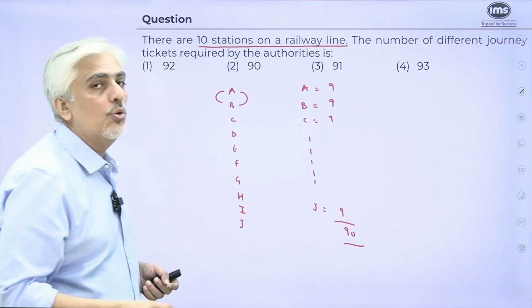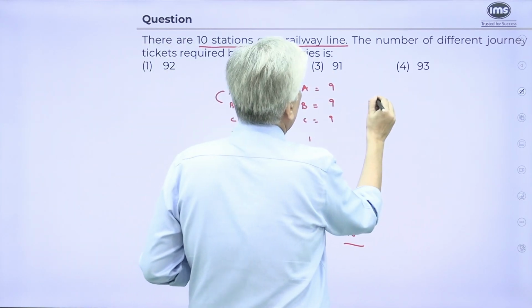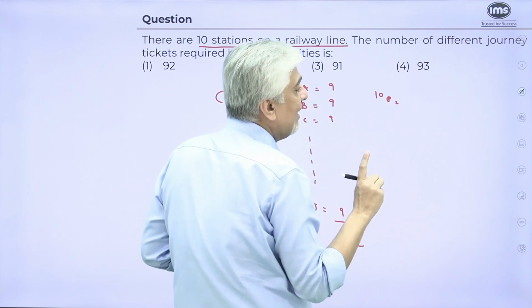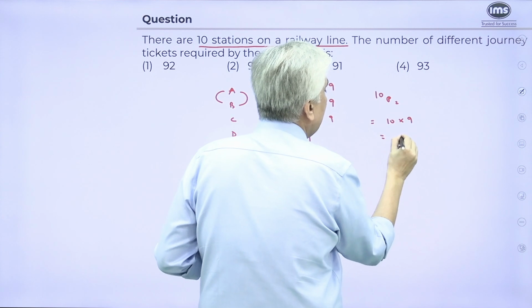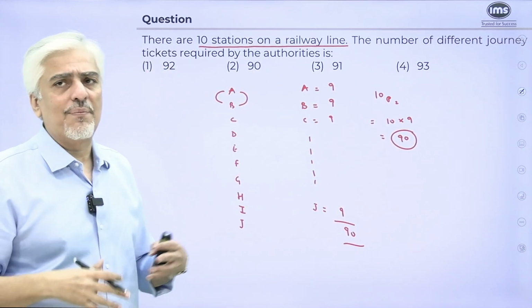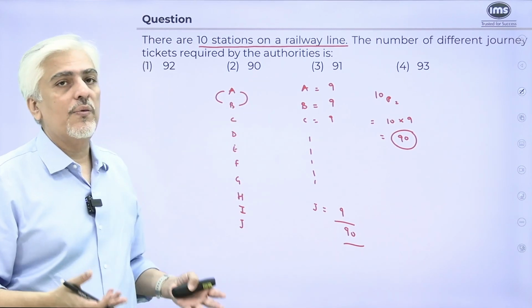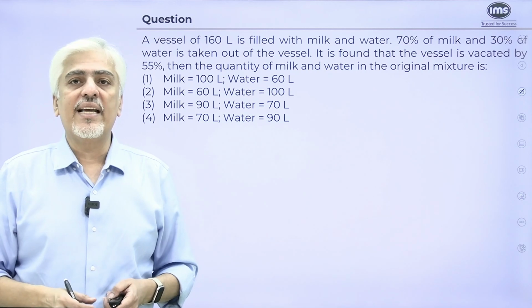For the ones who want to use P and C, there were 10 railway stations, so the answer was 10P2, not 10C2. It was 10P2, which is 10 into 9. Answer is 90. Right? I prefer the permutation combination method, but for the ones who don't understand that, it was straightforward with simple logic also. Let's have a look at the next one.